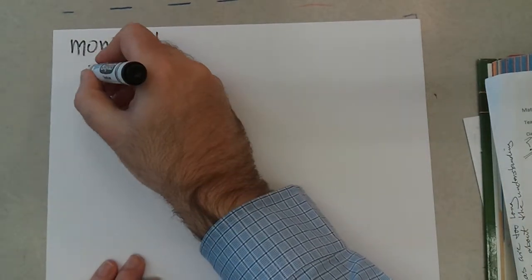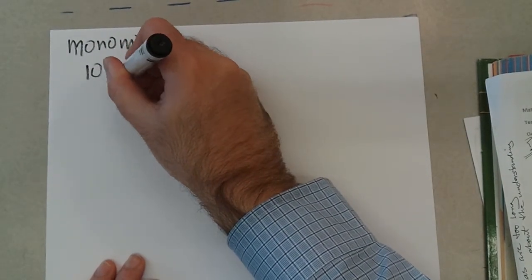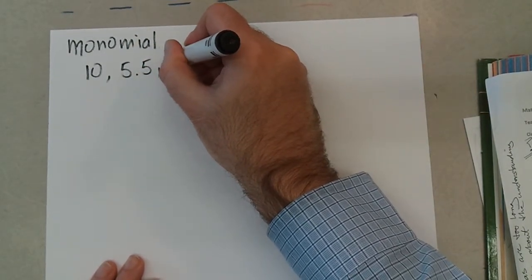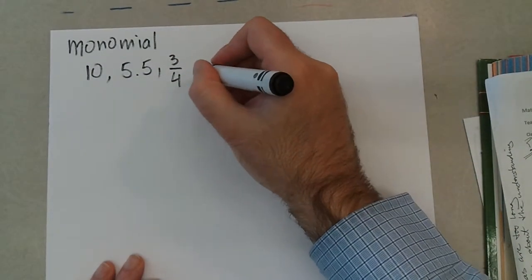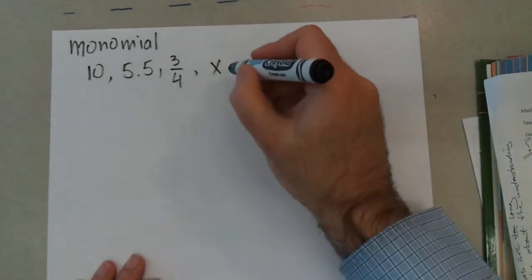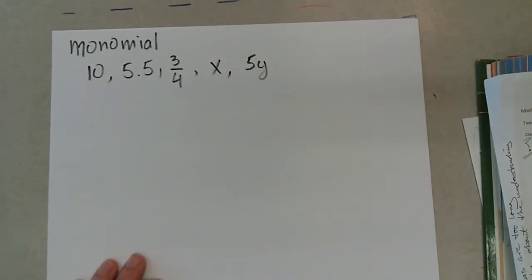Well, a monomial is any number. It can be a variable, it could be a combination of a number and variable. For example, a 10 is a monomial, 5.5 is a monomial, a fraction can be a monomial, so 3 over 4, that's a monomial. A variable can be a monomial, so you can have x. You can have a combination of a coefficient and a variable, so 5y, that can be a monomial.